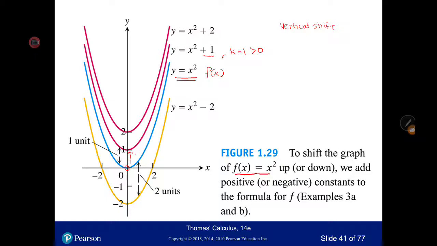Then we have plus 2, therefore k equals 2. This is also positive, so it's moving upwards 2 units. So this is 0 plus 2. The whole graph still looks the same, we're just shifting it. Let's take a look at the negative part here. Here we have negative 2, so k equals negative 2. Negative 2 is less than 0, so it's moving downwards 2 units. So that's the example of vertical shift.